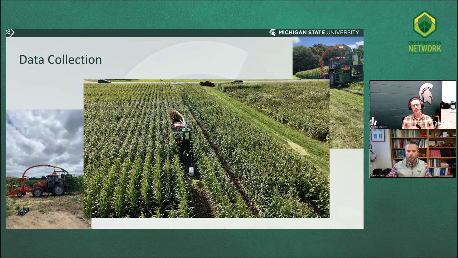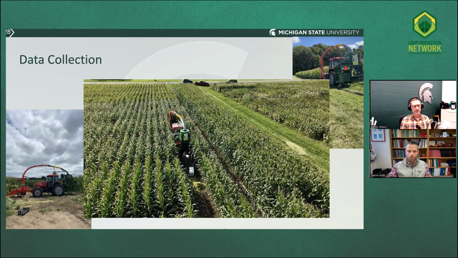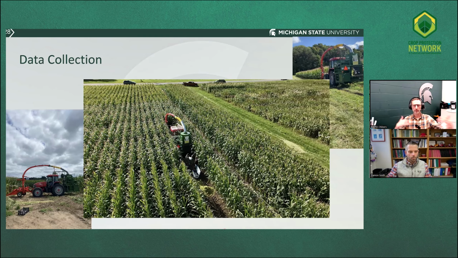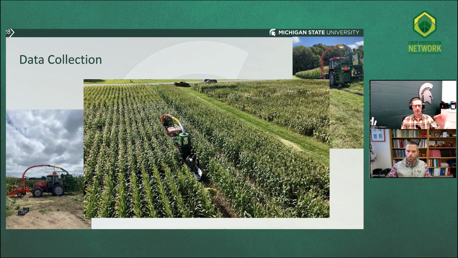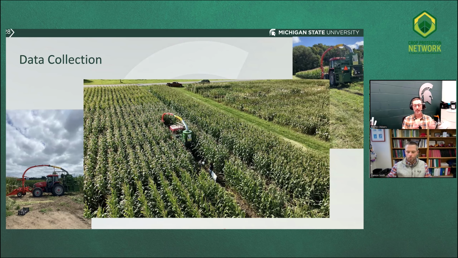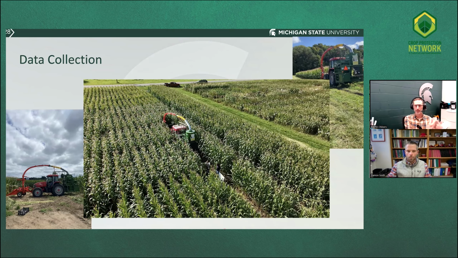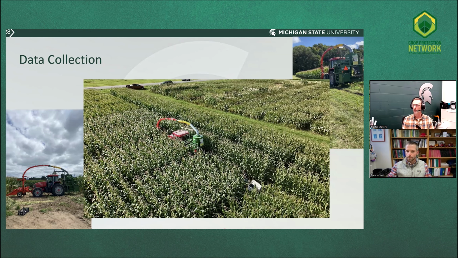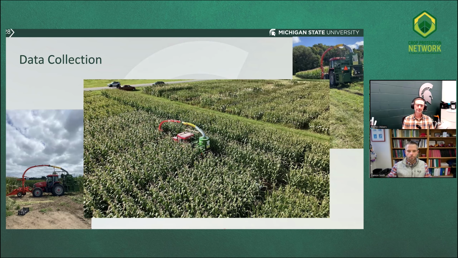This is just generally the setup. We'll use a two-row chopper, four-row plots, 20-foot long plots, and we'll spray fungicides and look at different hybrids and whatnot. And we've been using the same lab, you and I, so that we can compare our data in terms of quality and mycotoxin analyses.